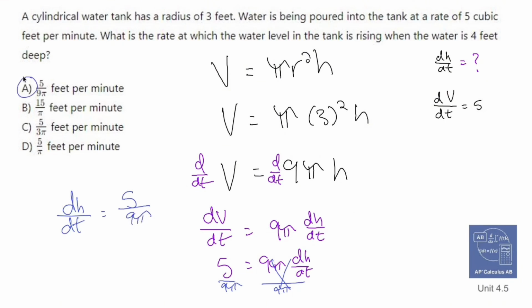Now you might be thinking, well, what about the 4 feet part? It doesn't matter. If you're pouring water in a cylindrical tank, it's not going to speed up if it's at 4 feet or 3 feet or 6 feet or whatever. Okay, it doesn't really matter. So that's how you do it.